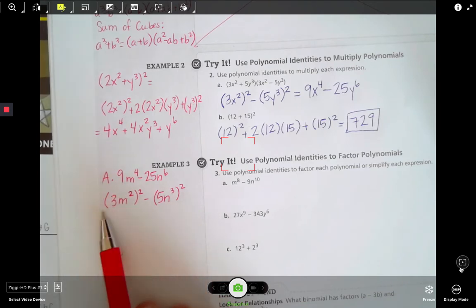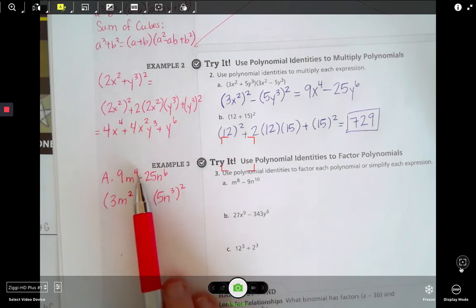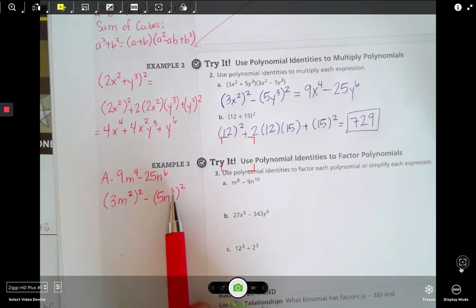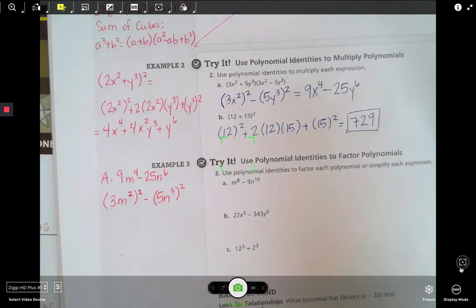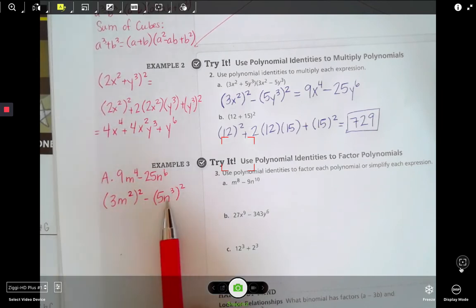The square root of 9 is 3. That's where I got 3 from. The square root of 25 is 5. That's where I got 5 from. The square root of m to the 4th is m to the second. The square root of n to the 6th is n to the third. I'm just trying to make this a little bit easier on me because I need to know what a and b are. This is a, this is b.